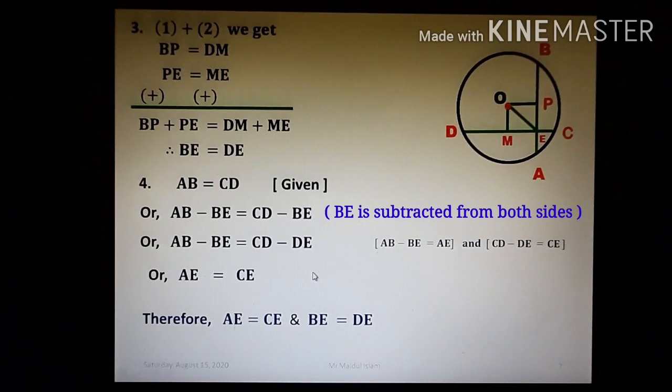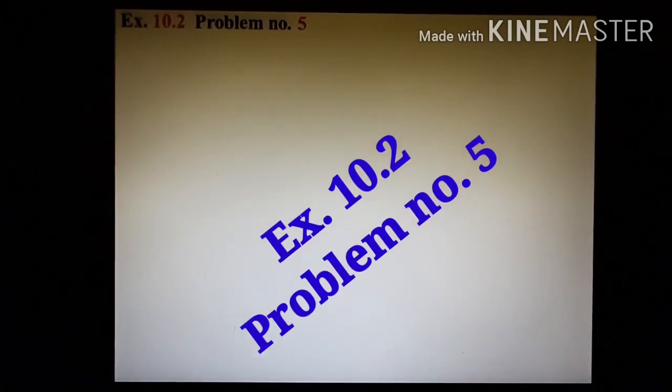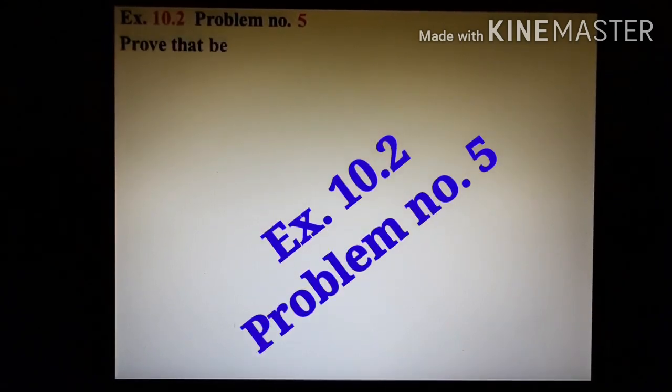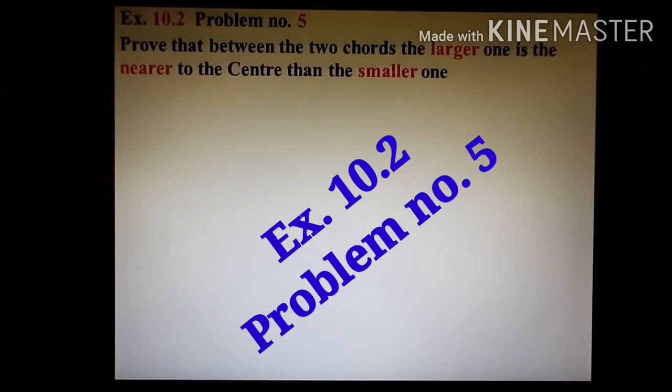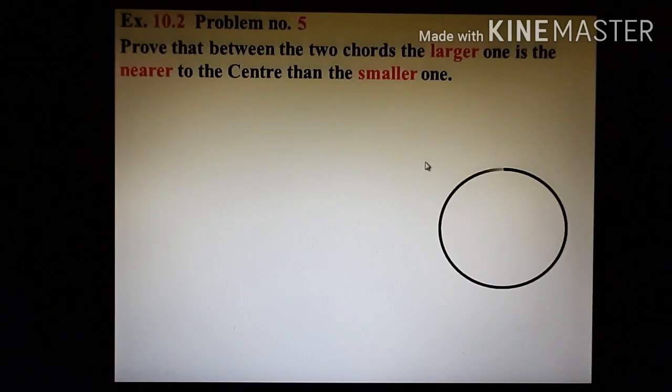Okay. Now we can write AE is equal to CE and BE equals DE. This is the proof. My dear, now I am going to discuss problem number 5. So let's see problem number 5. What is written over there? Prove that between two chords, the larger one is nearer to the center than the smaller one. So my dear, what will be our figure? Yes, try to understand. Here is a figure.